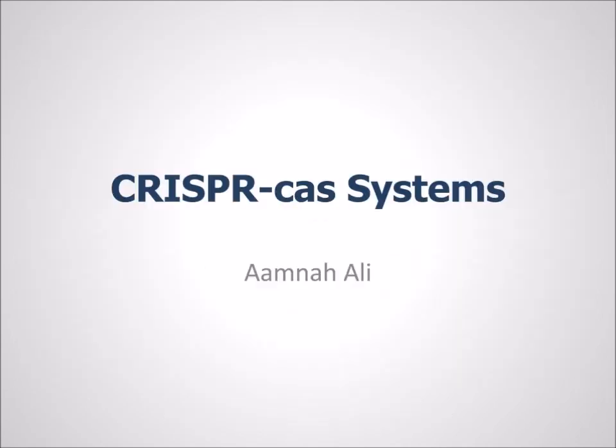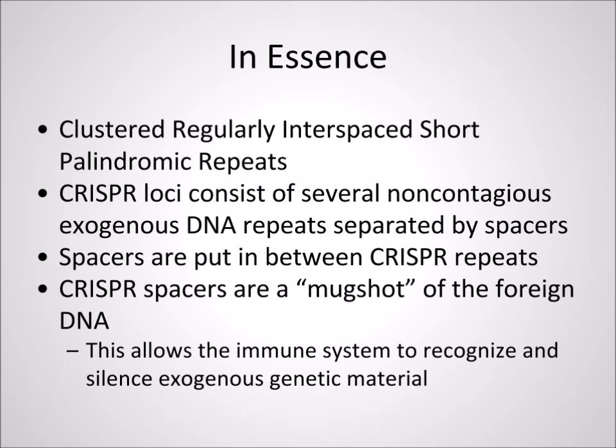Now we can talk a little bit more specifically about a type of restriction enzyme, the CRISPR-Cas system. In essence, CRISPR stands for clustered regularly interspaced short palindromic repeats. Keep this in mind for the picture that you'll see in an upcoming slide. CRISPR loci consist of several non-contiguous exogenous DNA repeats, which are separated by spacers. Specifically, spacers are put in between CRISPR repeats, and CRISPR spacers are a mugshot of the foreign DNA. This allows the immune system to recognize and silence exogenous genetic material.